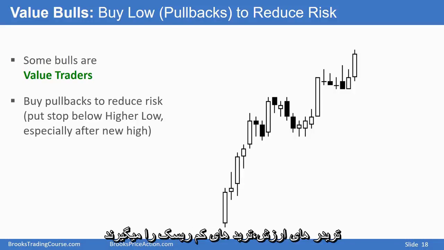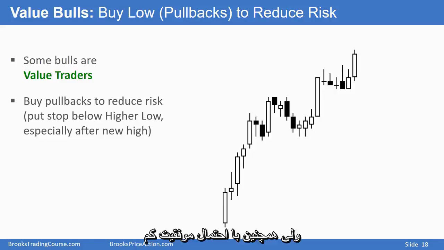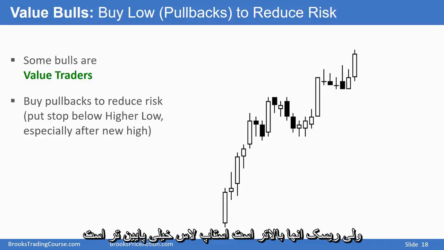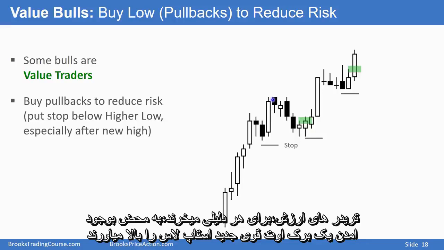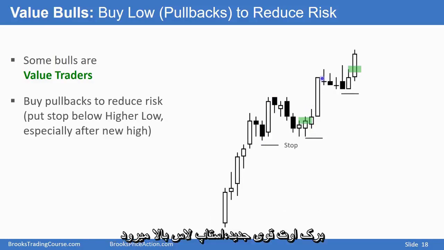Value traders are taking trades that have less risk, but also less probability. Momentum traders are taking trades with a very high probability of making money, but their risk is greater. Their stop is further below. A value trader, they buy for any reason. As soon as you get a new strong breakout, you raise the stop. New strong breakout, raise the stop.